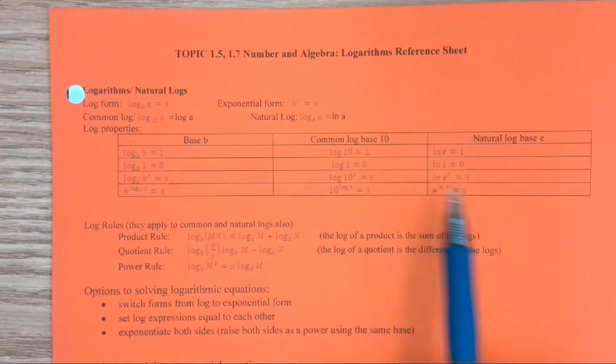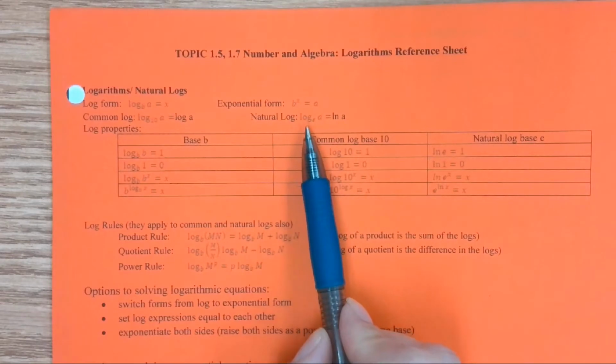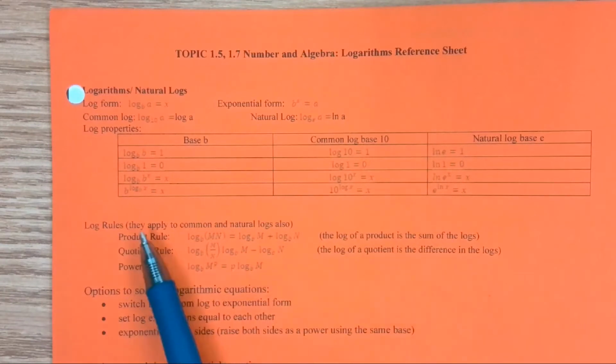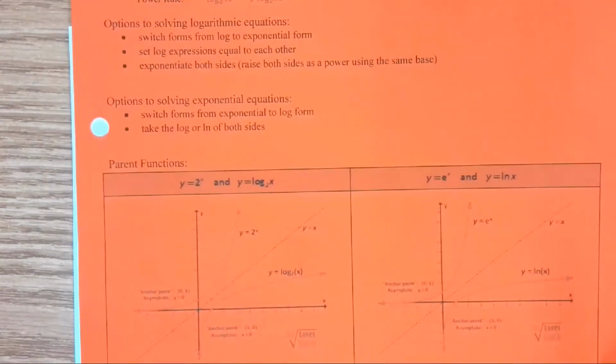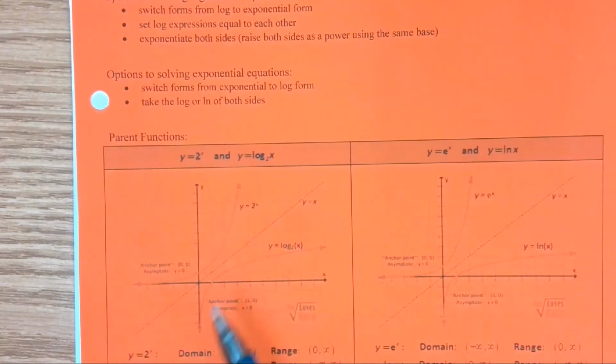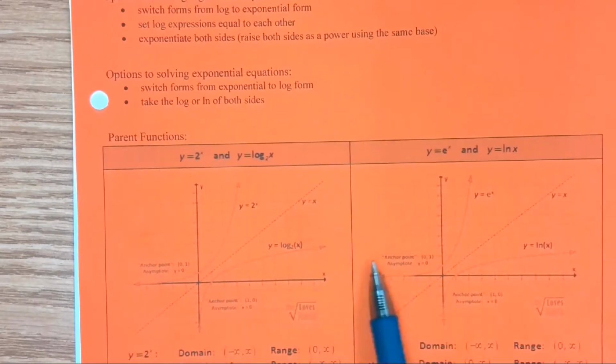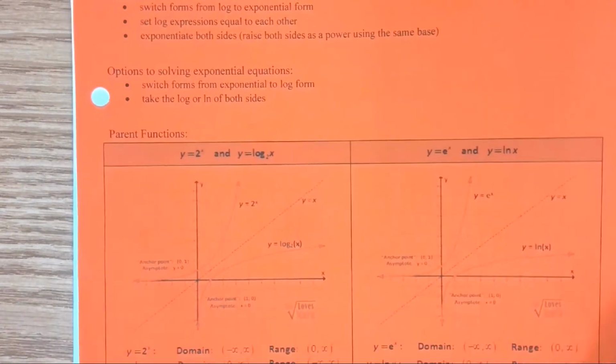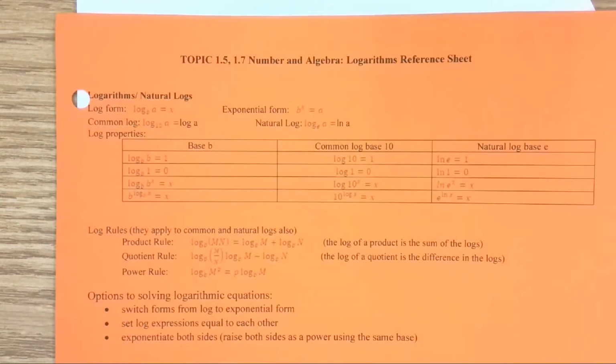And then these will also apply to natural log, which are logs with a base e. So when you see an ln, that is an implied log base e. Below that, you'll see our product, our quotient, and our power rule. Below that, we have options for solving log equations, and below that, options for solving exponential equations. At the very bottom of your reference sheet is a reminder of what the exponential parent function looks like and what the log function looks like, and then e to the x and ln of x. This really falls under topic 2, which is functions, but it's in the log family, so I thought I'd include it on the same reference sheet for you.